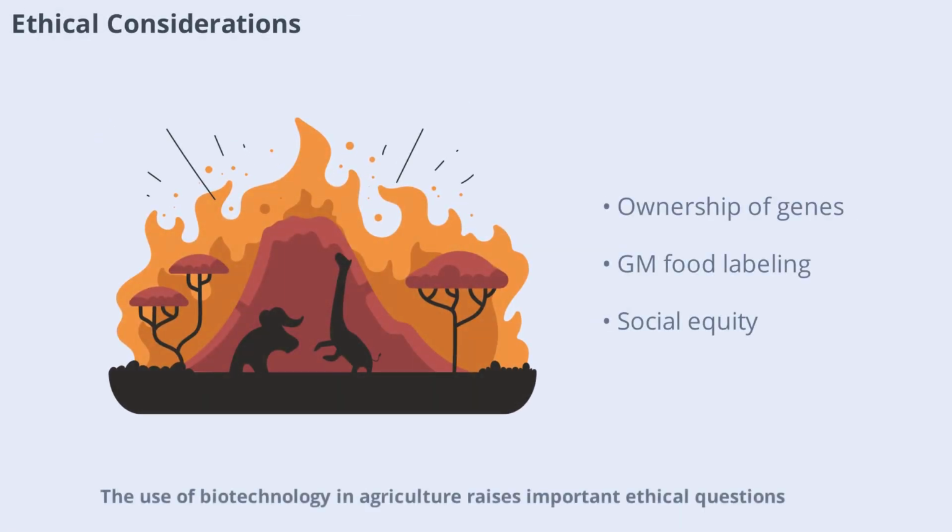Use of biotechnology in agriculture raises important ethical questions. Issues such as the ownership of genetic resources, labeling of GM foods, and potential impacts on small farmers are widely debated. It's essential to balance innovation with respect for cultural values, environmental stewardship, and social equity. Ongoing dialogue among scientists, policymakers, and the public helps guide responsible development and use of agricultural biotechnology.